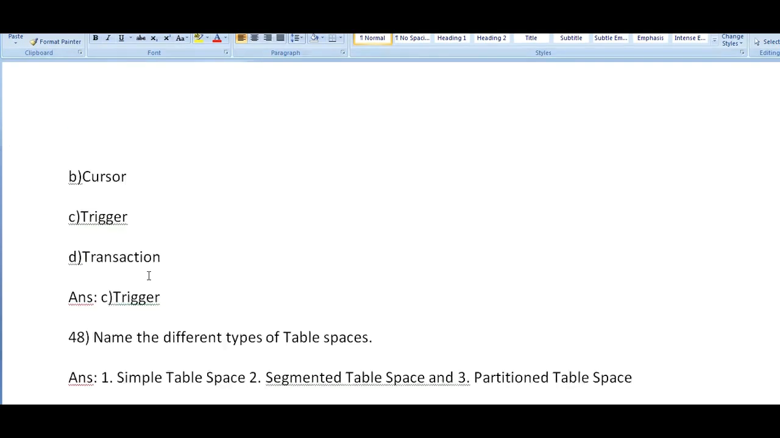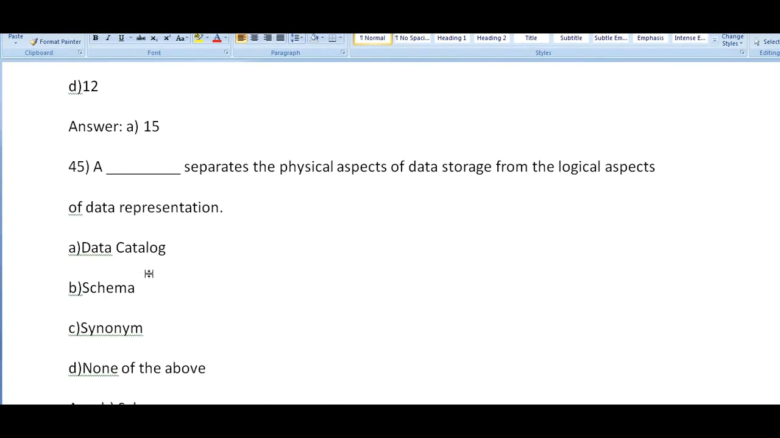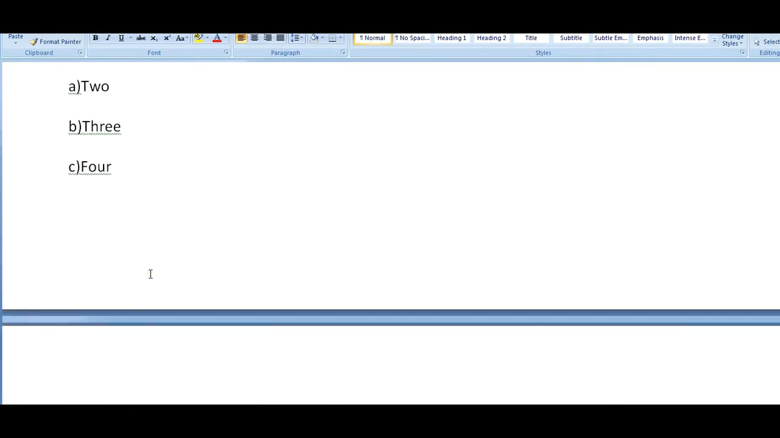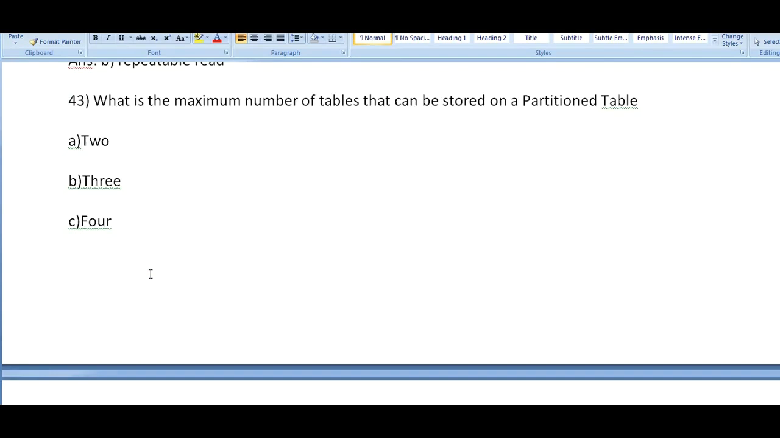So these are the various important DB2 questions that might be asked when you are facing an interview.